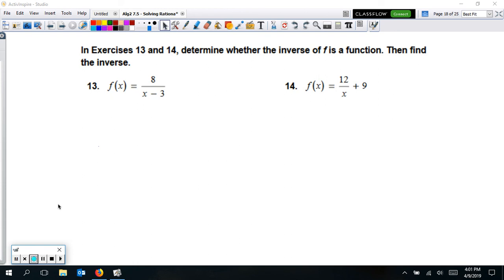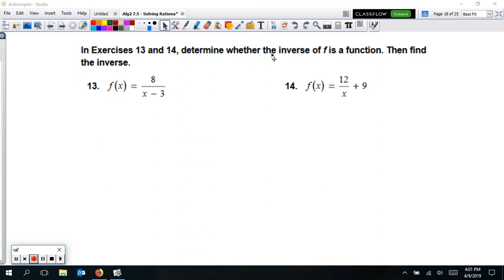Okay, so number 13 and 14 takes us back to looking at the inverse functions. We've kind of been doing that almost in every chapter, looking at inverse functions. It says determine whether the inverse of f is a function, then find the inverse. So we're going to see that we can do this. Let's find the inverse first. So let's go ahead and find the inverse, then we'll talk about whether the inverse is a function.